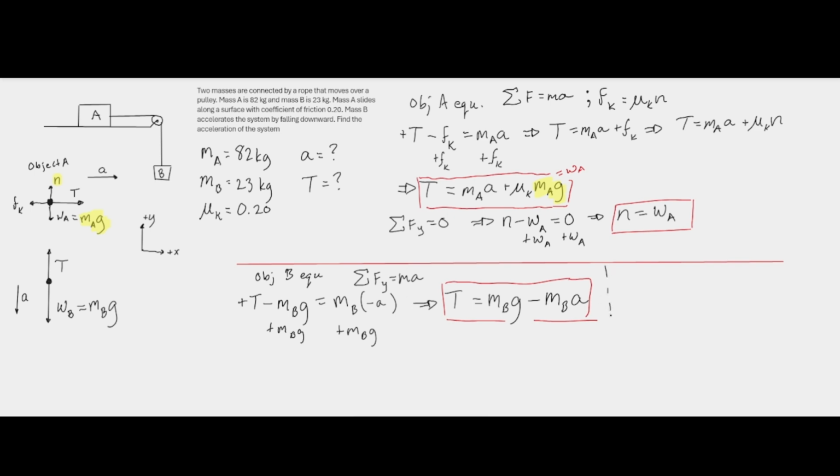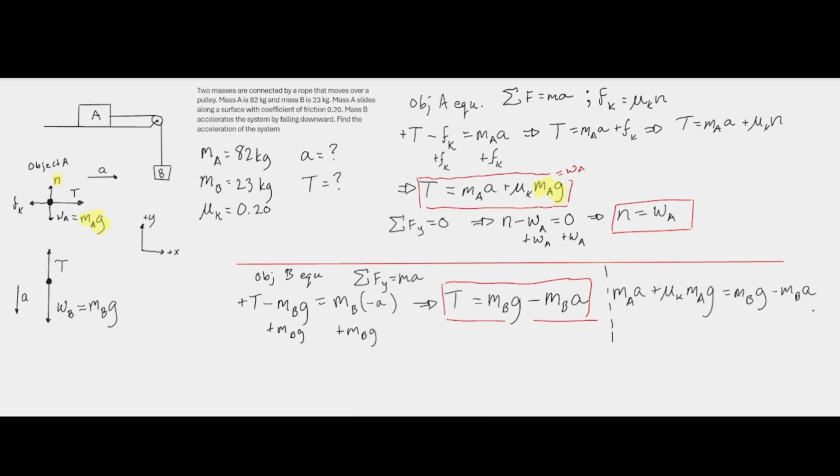And I'll do that over here. So the right-hand side of this equation is the mass of object A times the acceleration of the system plus the coefficient of kinetic friction times the mass of object A times the acceleration due to gravity. So that's the right-hand side of this equation. And I'm going to set it equal to the right-hand side of this second equation, which is the mass of object B times gravity minus the mass of object B times the acceleration of the system.